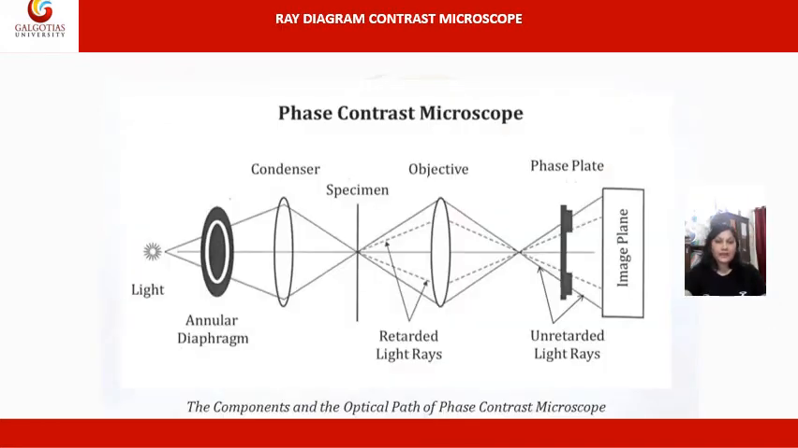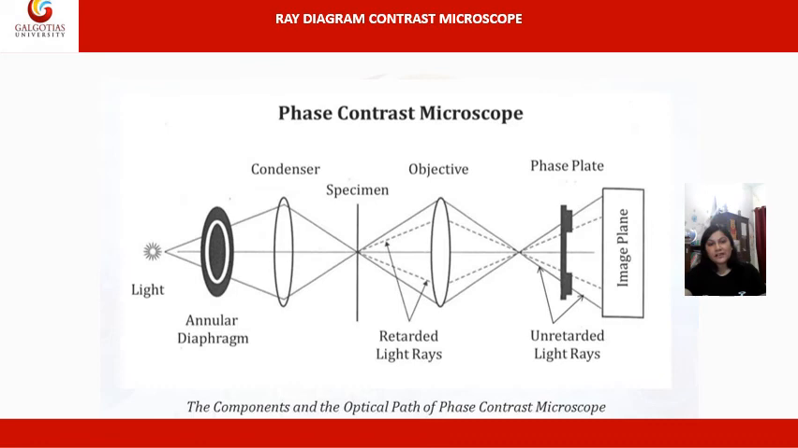You can see that this is a ray diagram of the phase contrast microscope. This is the light source. The light is passed through the annular diaphragm, making a hollow cone over the specimen. This is illuminating the specimen. Here you can see this is a condenser lens. This lens is used to condense the light rays onto the specimen.